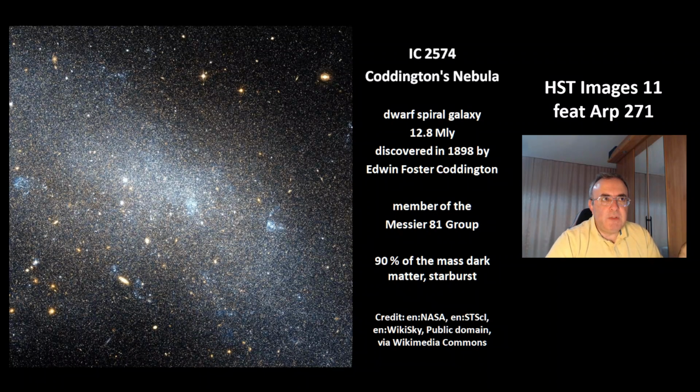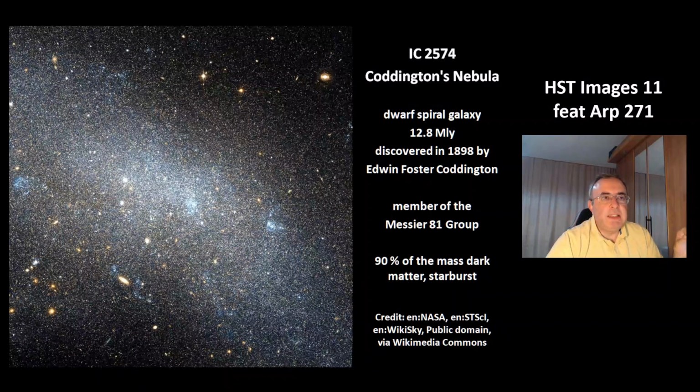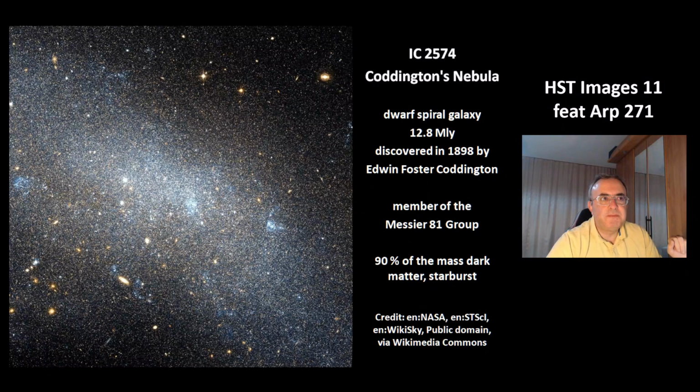This is IC 2574. It's also called Coddington's Nebula. This is a dwarf spiral galaxy at a distance of 12.8 million light years. It was discovered in 1898 by Edwin Foster Coddington. This galaxy is a member of the Messier 81 group. 90% of the mass is dark matter, and we can see from the bright blue color that this is a starburst region.